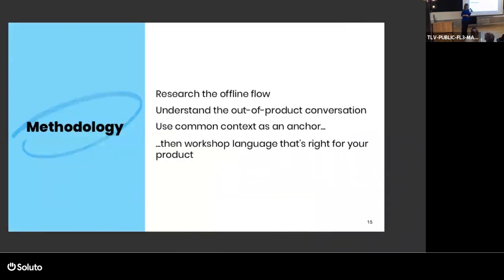And how did we do this? It's really important for me to communicate our methodology because you're less interested in what our product says and more interested about what your product should say. So first of all, research the offline flow.